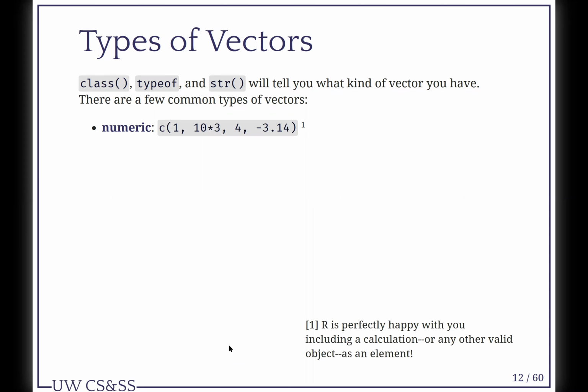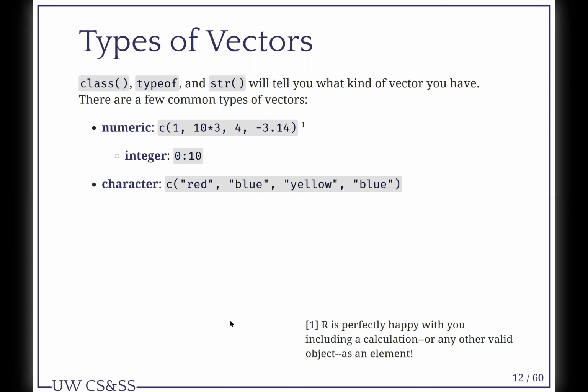We have integer data. These are just whole numbers. And it's important that we know when we have an integer rather than a basic numeric. Integers are a subclass of numeric. We also have characters, things like red, blue, yellow, blue. These are strings of text.